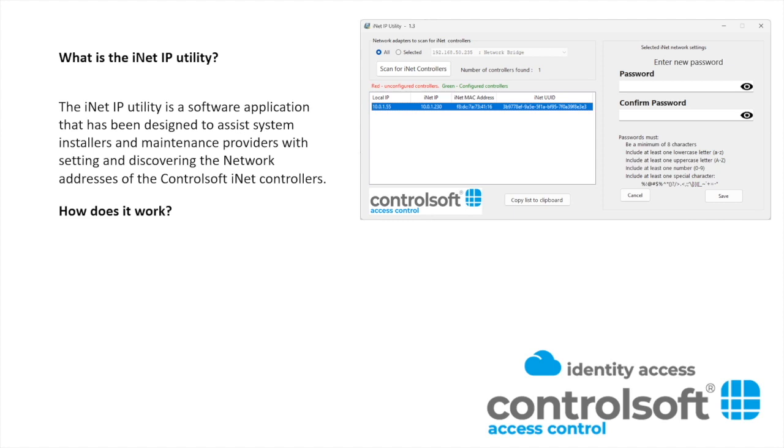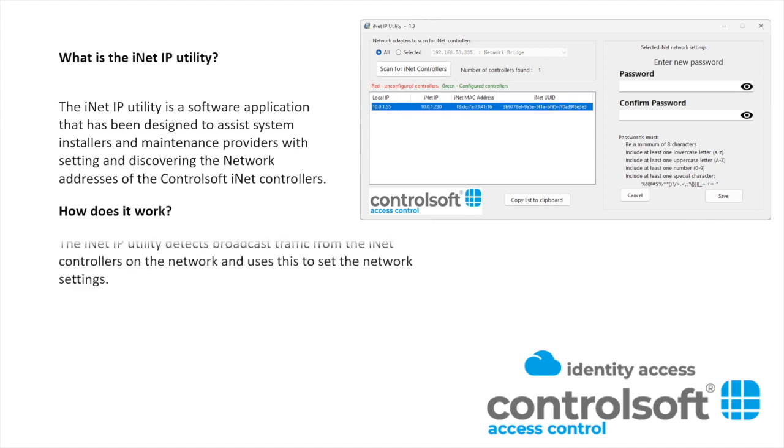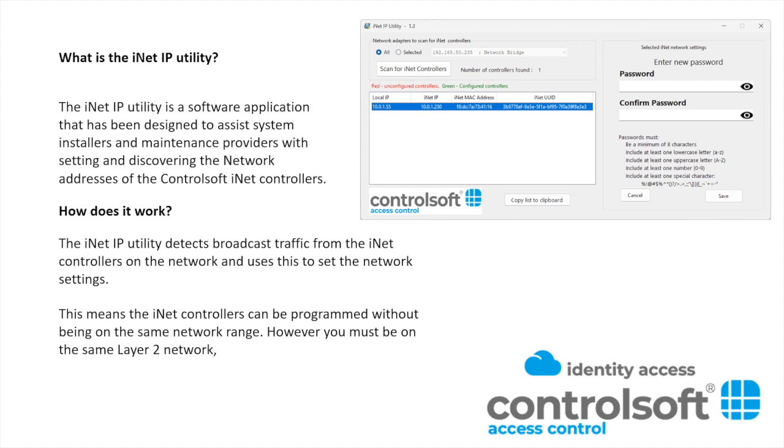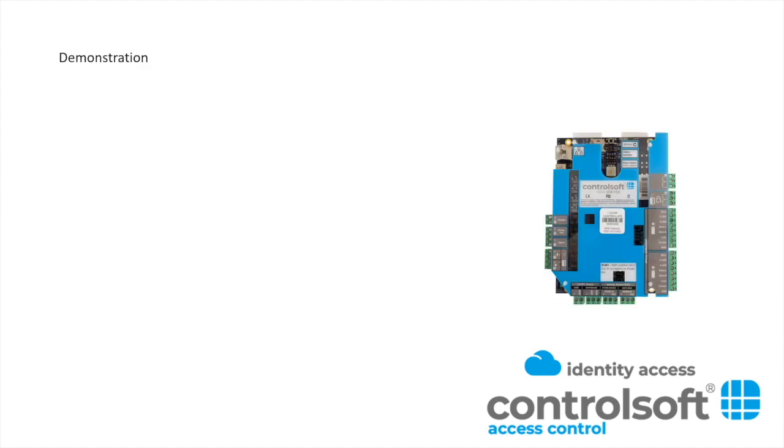How does it work? The iNet IP utility detects broadcast traffic from the iNet on the network and uses this to set the network settings. This means the controller can be programmed without being in the same network range as the iNet. However, you must be on the same layer 2 network.